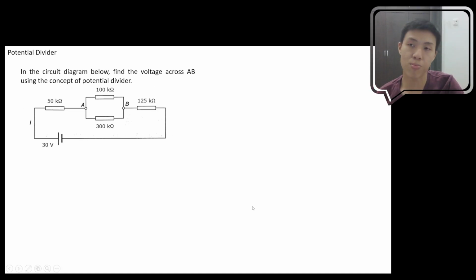Let's try to solve this problem here. In the circuit diagram below, find the voltage across AB. AB is over here and here. You want to find the voltage across here using the concept of potential divider.